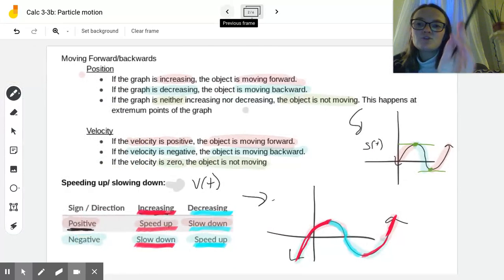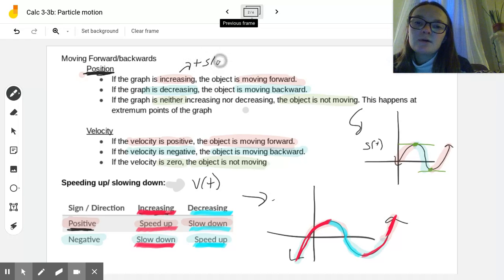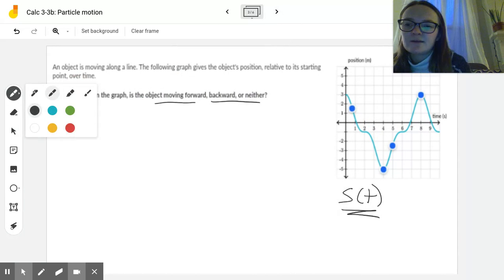Well, if I go back to my information here, if I have a position function and I want to know about forward, backward, or neither, I need to know about increasing or decreasing. Increasing means positive slope, and decreasing means negative slope. So what I'm looking for is positive and negative slopes. Let me get my highlighters out.